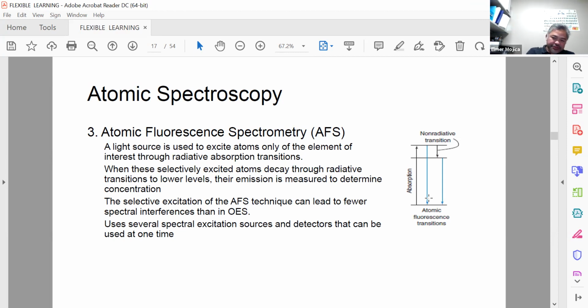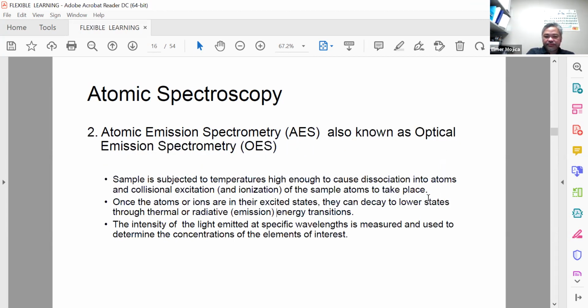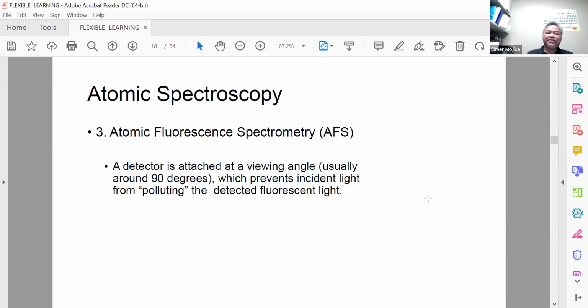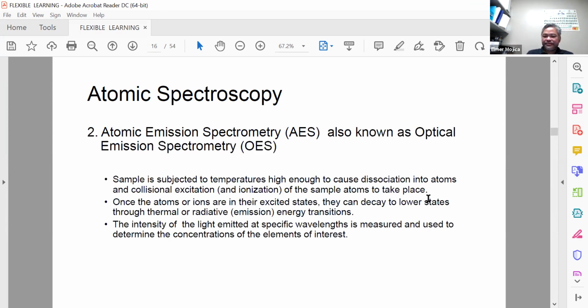Another difference compared to the previous one, and similar to fluorescence, is that the detector is viewed at a 90-degree angle, which prevents the incident light from polluting the detected fluorescent light. So it's not a straight line. You excite the atoms and then look 90 degrees to see what will happen. This is typically a fluorescence phenomenon.